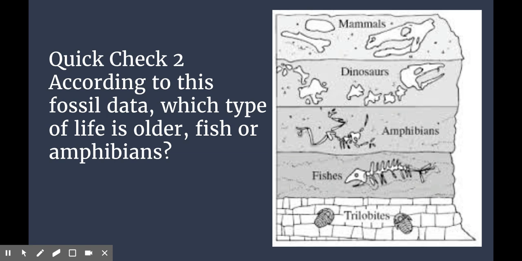Next one, according to this fossil data, which type of life is older, fish or amphibians? So hopefully we remember that with fossils, the further down in the Earth's crust that you dig, the further back in time you are going. So according to this, we have mammals on the top being most recent, dinosaurs, amphibians are next, and fish. So fish would be older than amphibians. And then all the way down at the bottom, we have trilobites.